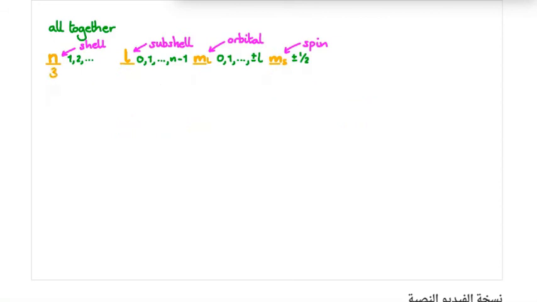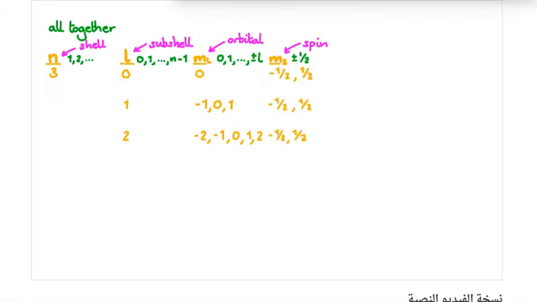Let's do one more, the third electron shell. For n equals 3, we can have L equals 0, 1, or 2. As the value of the subsidiary quantum number L increases, the number of values we can get for the magnetic quantum number ML increases as well.